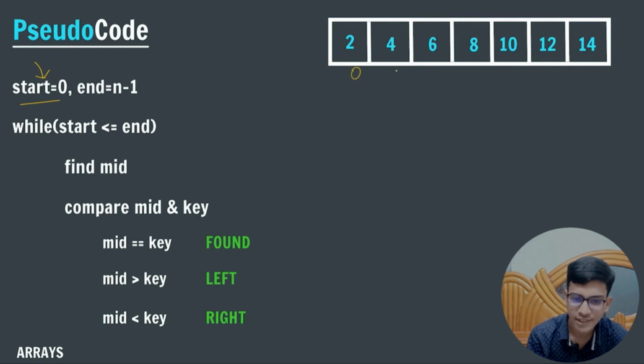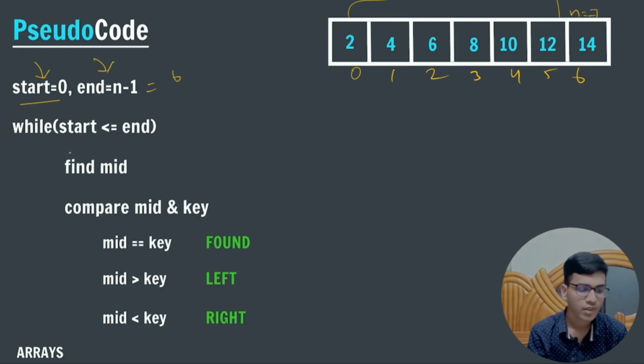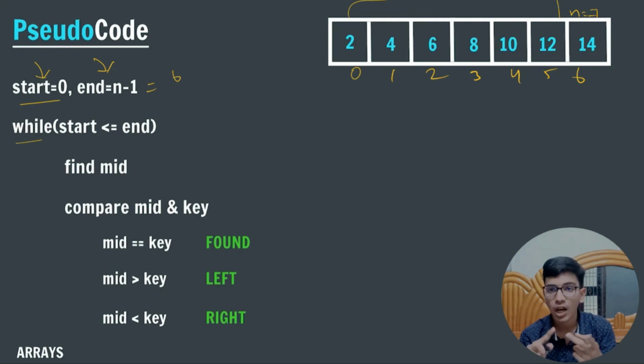This is our array, right? 0, 1, 2, 3, 4, 5, 6, and end is equal to 7 minus 1. Total number of elements are 7, that is n is equal to 7, so end is 6. Now we will run a while loop. We are going to change the values of start, end, and mid, so to do that again and again, we will use a loop.